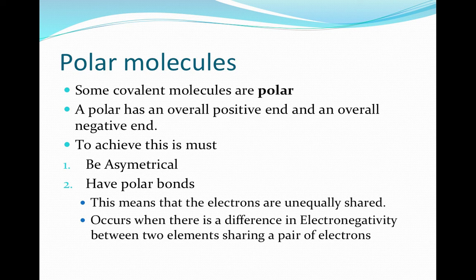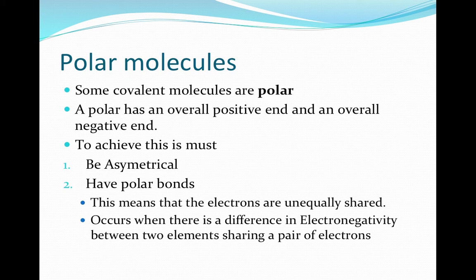Okay? A polar bond is one where the electrons are unequally shared. That would occur when one of the atoms that's sharing has much greater electronegativity than the other. So oxygen bonding with hydrogen, for instance. Oxygen is one of the most electronegative elements on the periodic table.